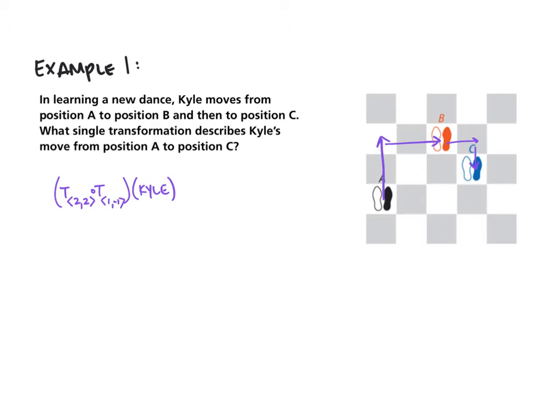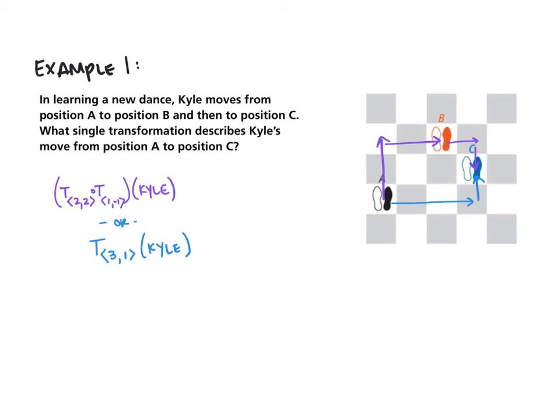Or we could look at Kyle moving from A, going right 3 and up 1, if that's just going directly from A to C. Or we could say that we are translating with a movement that's right 3 and then up 1, we're translating Kyle. And that's what's taking him to his new position.